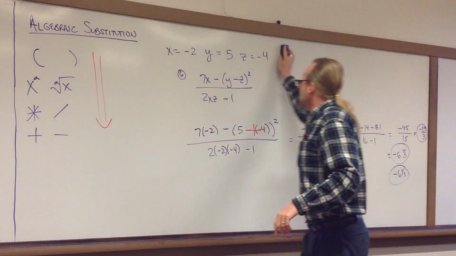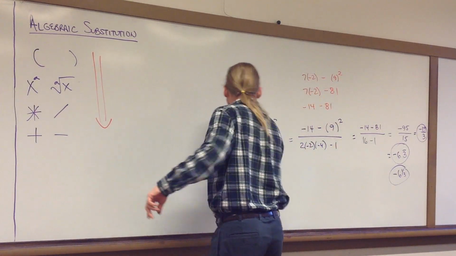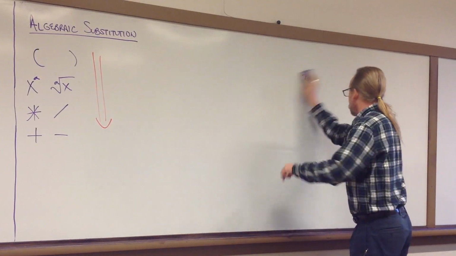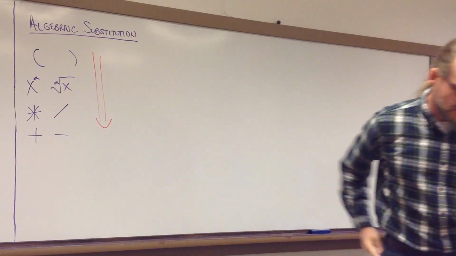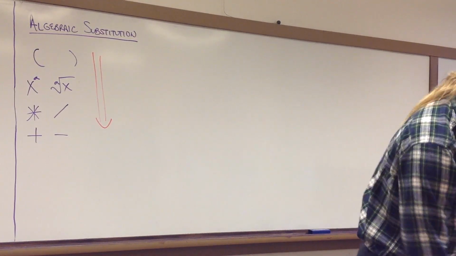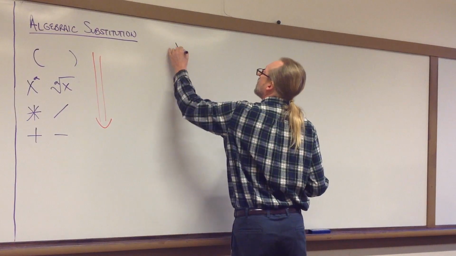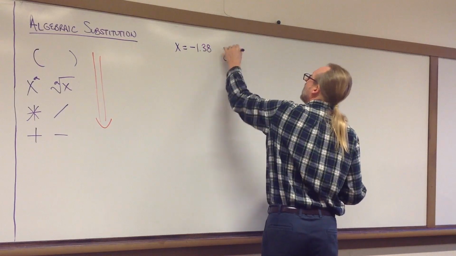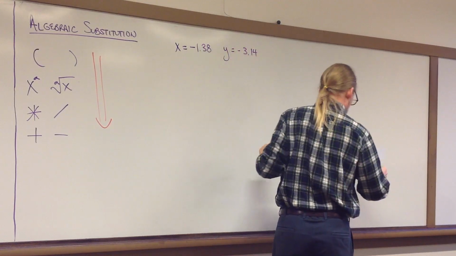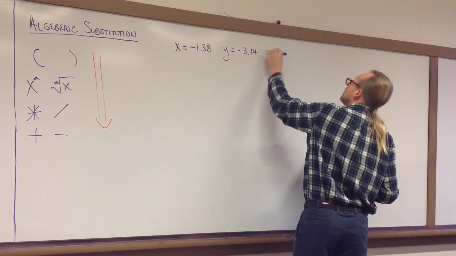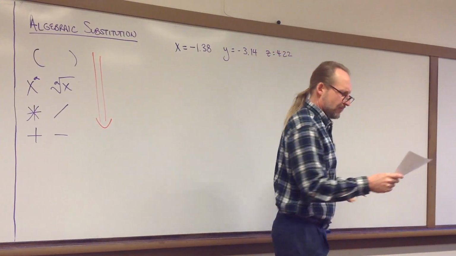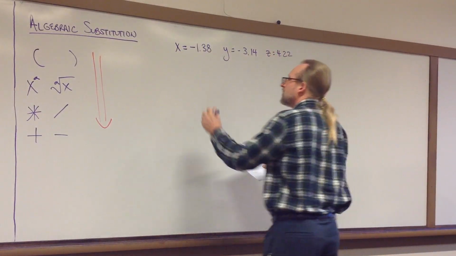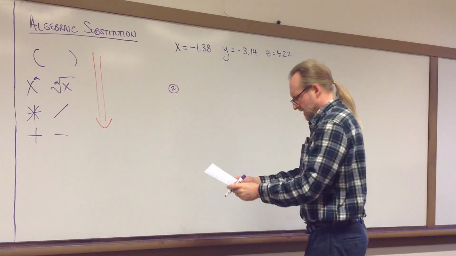All right. Now the second group of problems, we've got different values for our variables. Let's take a look at those. X is negative 1.38. Y is negative 3.14. And z is 4.22. So these will get a little bit trickier because of the decimals on here. It'll be a little bit trickier to calculate with, but not so terrible.